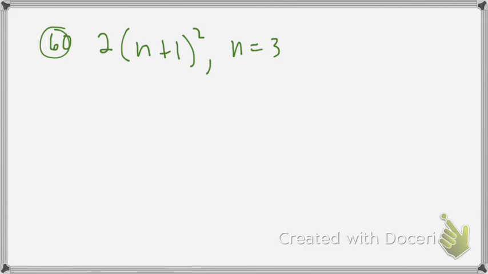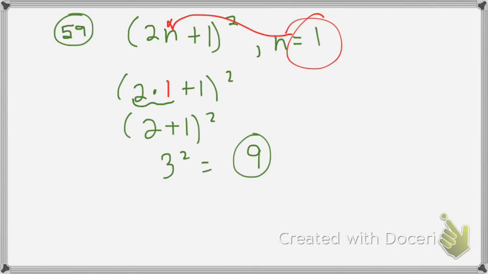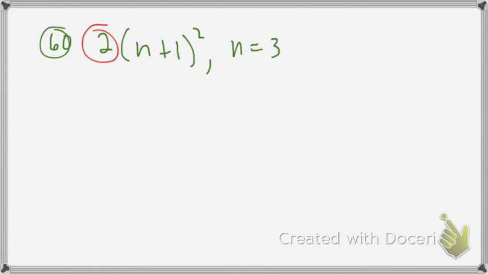Let's look at number 60. 60 is a little bit different, and we should note the difference. N equals 3 this time. That's not the big thing I'm concerned about. The 2 this time. Notice the last problem, 2 was on the inside. This time 2 is on the outside.